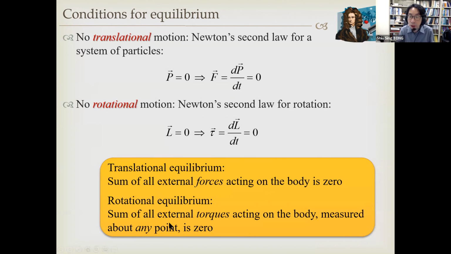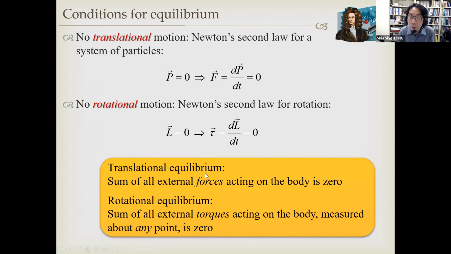And for rotational equilibrium, the sum of all external torques acting on the object measured about any point is 0. Now, you notice that I'm very careful here because I say the external torque measured about any point. That means you take moment about any point, the total torque is 0. Now, this careful condition is in fact unnecessary if translational equilibrium has been met.